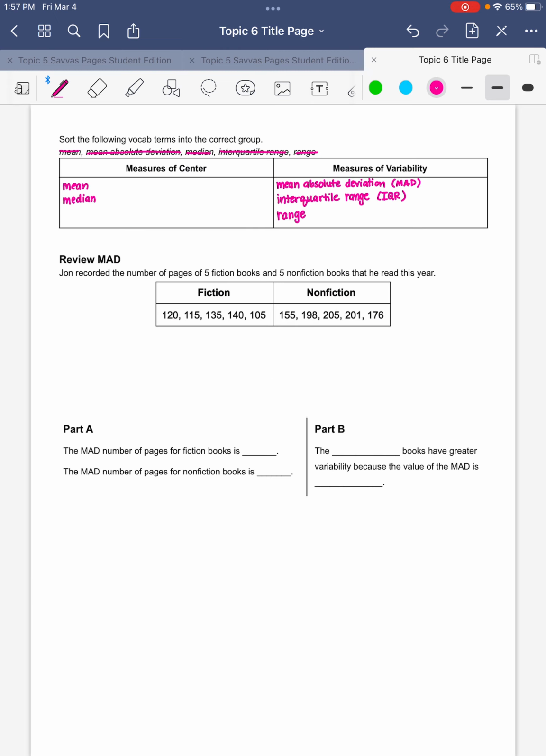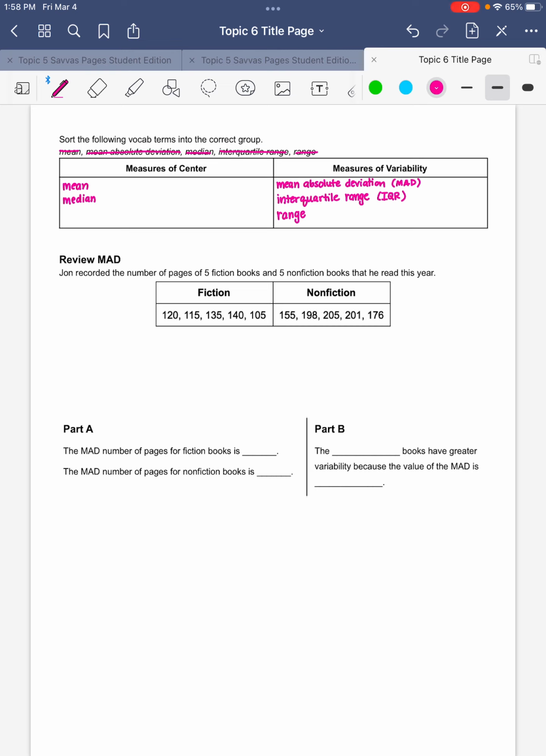Okay, now you need to know this for your test. This will come up as a test question on your test, and I do not want you to be surprised. So measures of center are mean, the average, and median, the actual middle of the data. Measures of variability tell you how spread out your data is. Mean absolute deviation, or MAD, interquartile range, or IQR, and range are all three measures of variability.